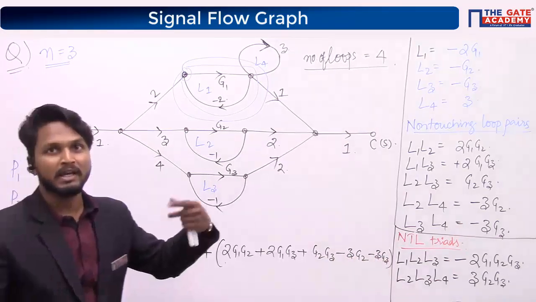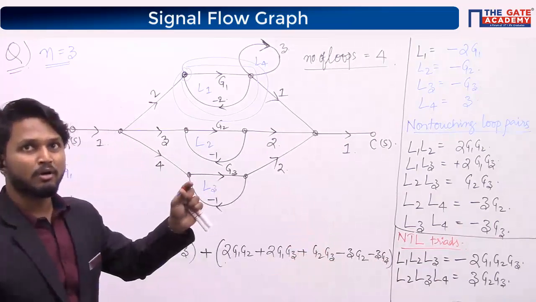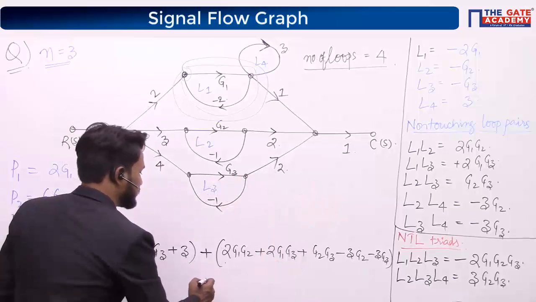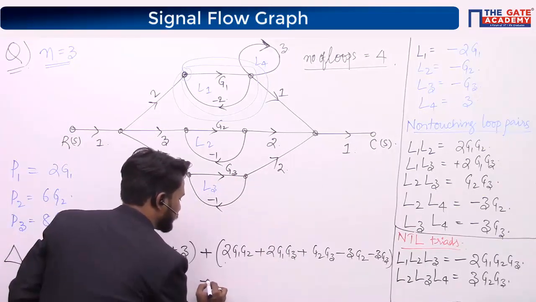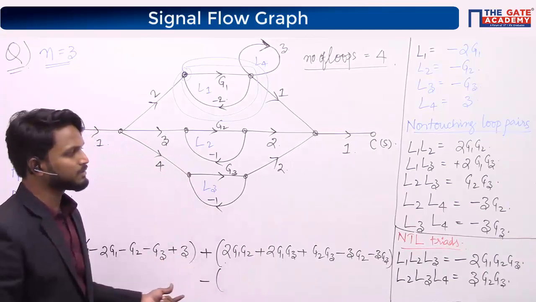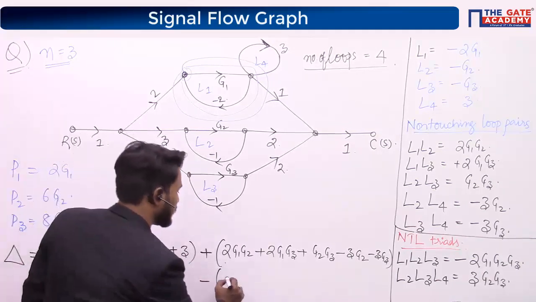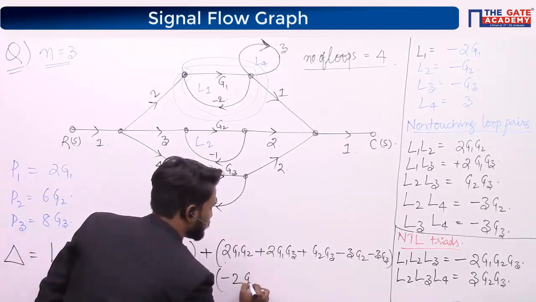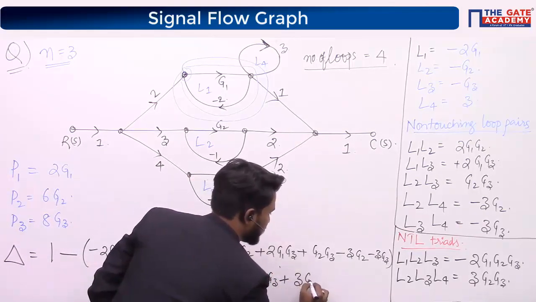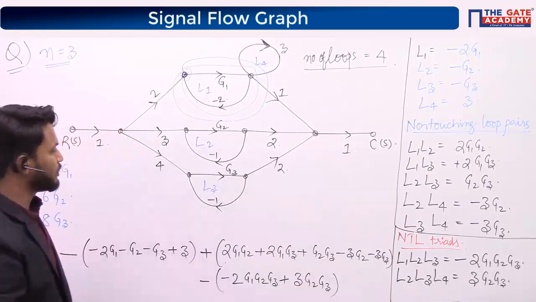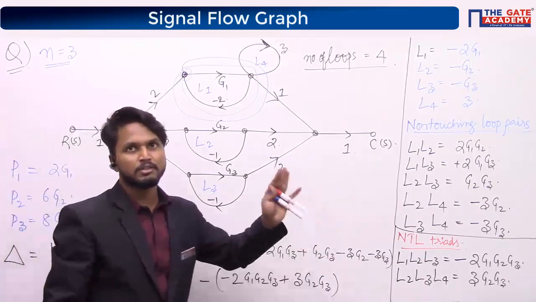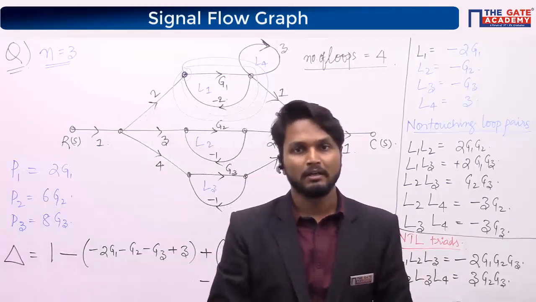So the next is summation of product of non-touching loop triads. You have to take alternative sign always, right? Therefore, it is 2g1 g2 g3 plus 3g2 g3, right? This is delta. If you simplify this, you will get the value of delta, right?